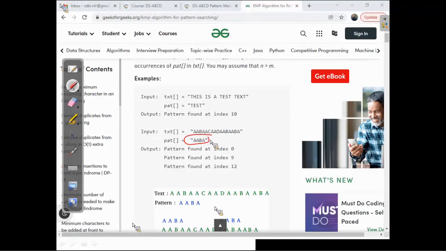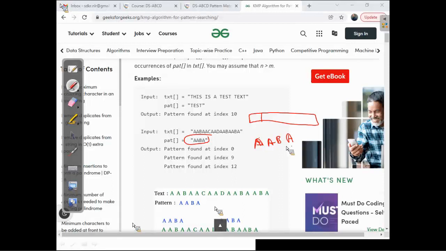Can you compute the failure matrix for this pattern starting from 0? So, failure matrix of this. Let's say the pattern is AABA. So A, and remember, mismatch can happen anywhere.